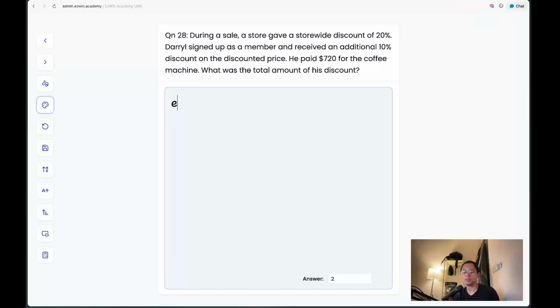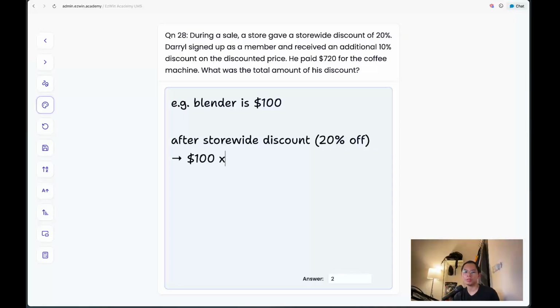So for example, we have a blender that is $100. After a store-wide discount of 20% off, it will be $100 times (100 minus 20)%. Basically, we only need to pay 80% of the price, which in this case, pretty straightforward, is $80.